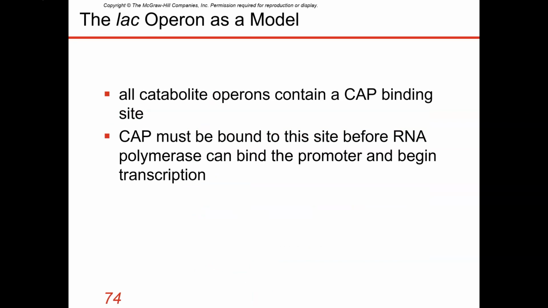But the operon also has a CAP binding site. This is a site where the activator binds. So there's an activator site right next to the promoter site. If the activator binding site is not bound by the CAP protein, then the RNA polymerase can't bind either. So this is a positive regulator.